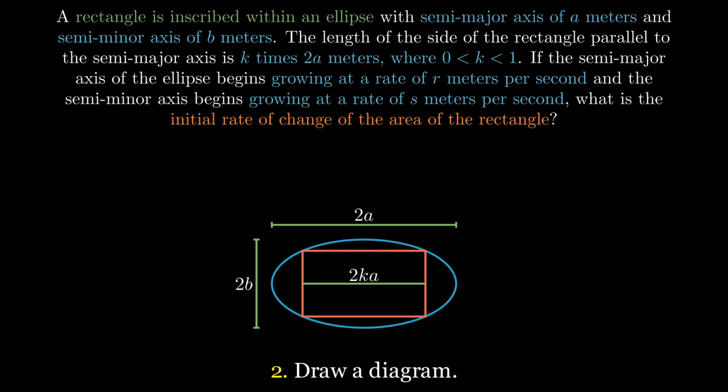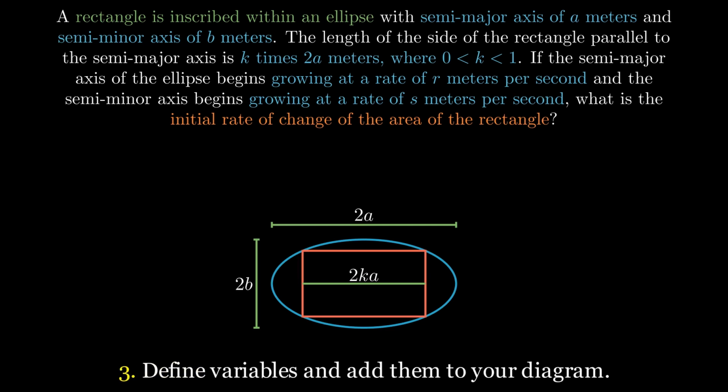Now that we have a basic setup for our diagram, we proceed to step 3, defining variables and adding them to our diagram. Since the area of the rectangle is an important part of this problem, it seems like a good idea to define a variable that relates to the height of this rectangle, as we haven't done so already. Let's call the height of this rectangle h and add it to our diagram.